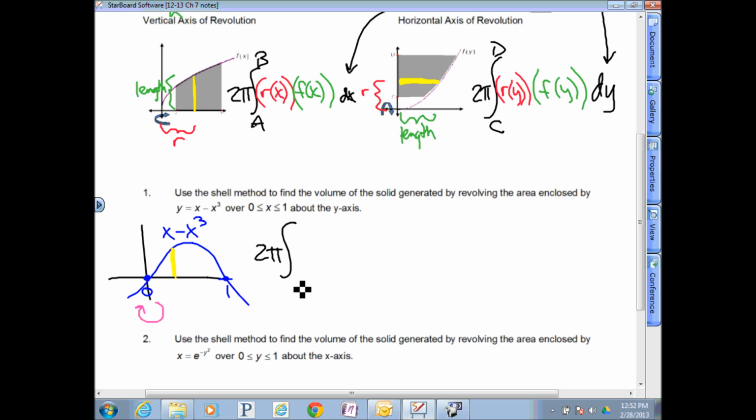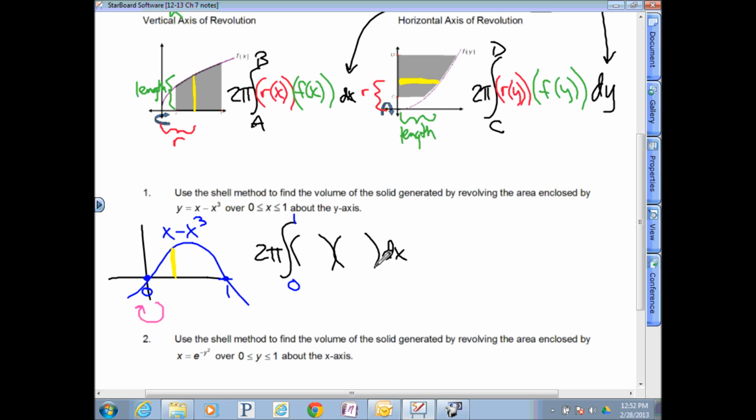Actually, I do know where. It's supposed to go from 0 to 1. I need enough of those yellow rectangles to get from x equals 0 to x equals 1. I'm integrating with respect to x. All I need to know is what's my radius and what's the length.